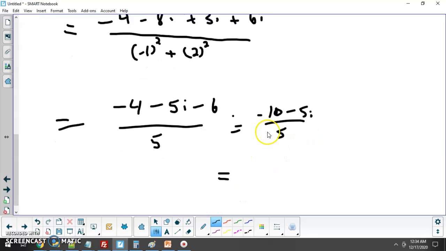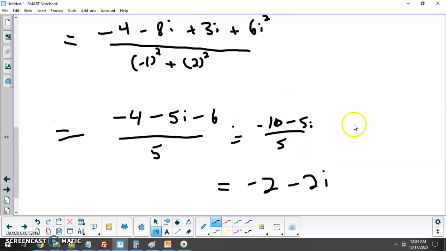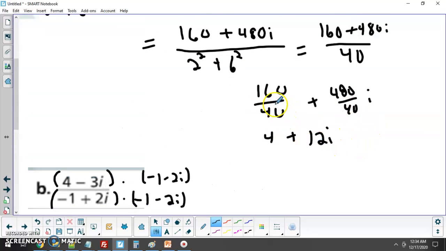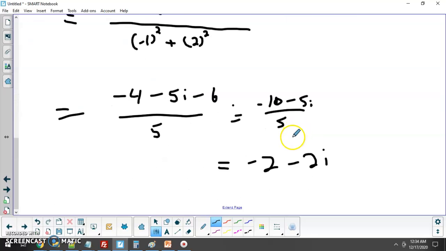Then you just divide both of these by 5 and you'd be left with negative 2. And then negative 5i divided by 5 is negative 2i. They're both negative because they were both negative above here. I didn't split it up like I did on the other one, but if that makes you feel better, you could split both parts of the numerator over the number in the denominator, then reduce it. But since they both divided evenly, I just went ahead and divided them both.